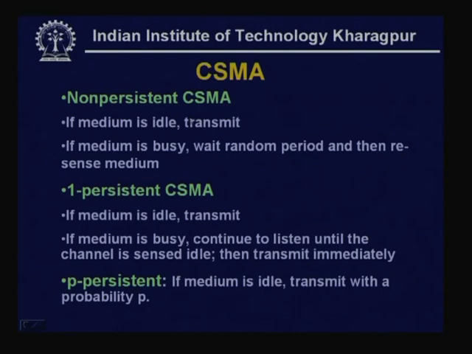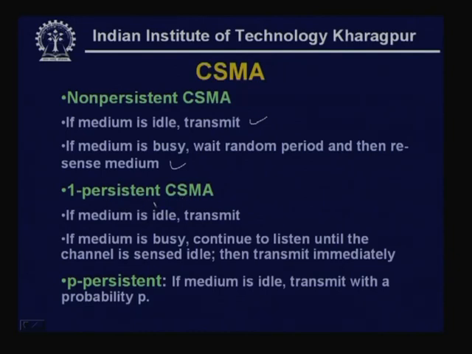So, we have seen that in case of non-persistent, if the medium is idle, the packet is transmitted. On the other hand, if the medium is busy, wait a random period, then resense the medium once again. After resensing, if it is busy, it again waits for a random amount of time, and if it is not busy, it is transmitted. In case of persistent, there are two varieties.